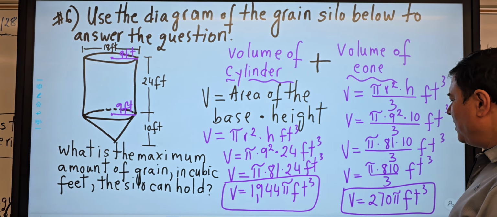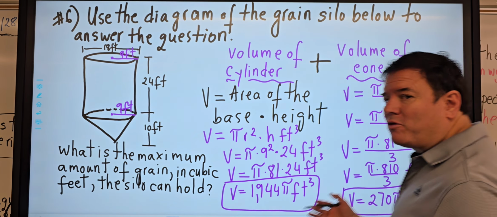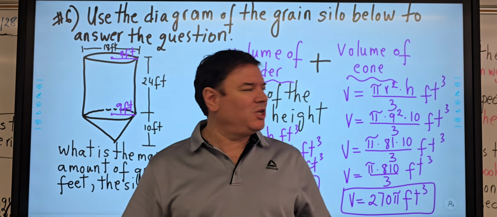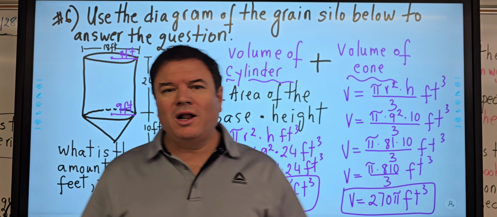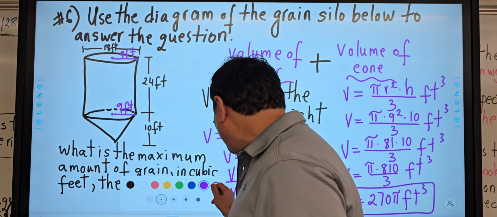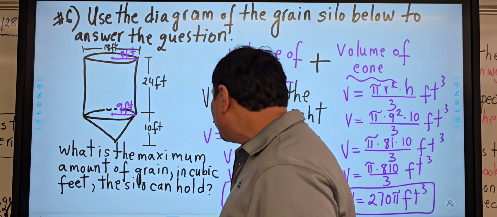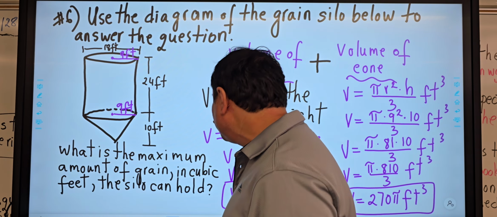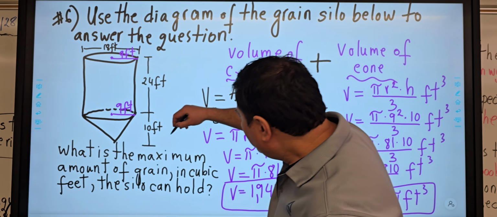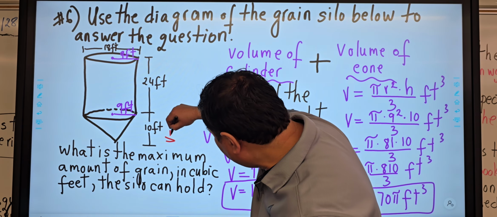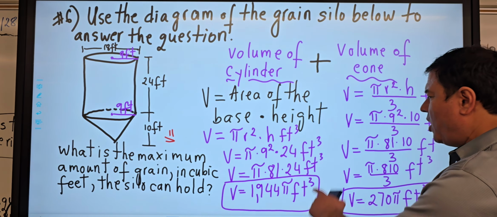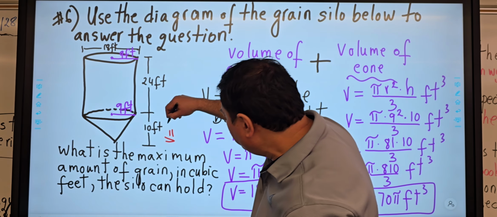Now, since we have both volumes, the volume of the cylinder and the volume of the cone, let's add those two volumes together in order for us to find the final answer, right? So the final answer, the total volume, is going to be 1,944.